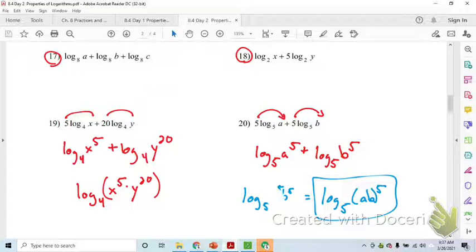Let me go ahead and clean this up real quick, even though this is my last problem. A to the 5th, b to the 5th. That's a 5 right there.